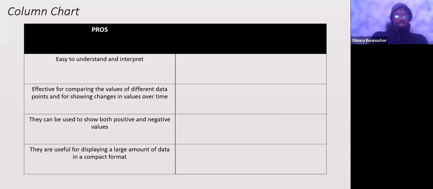So as against the bar chart, right? With the column chart, you can show data trends over time, right? Since it's vertical, you can show trends over time. And you can also show both positive and negative values. And lastly, they are useful for displaying a large amount of data in a compact format.